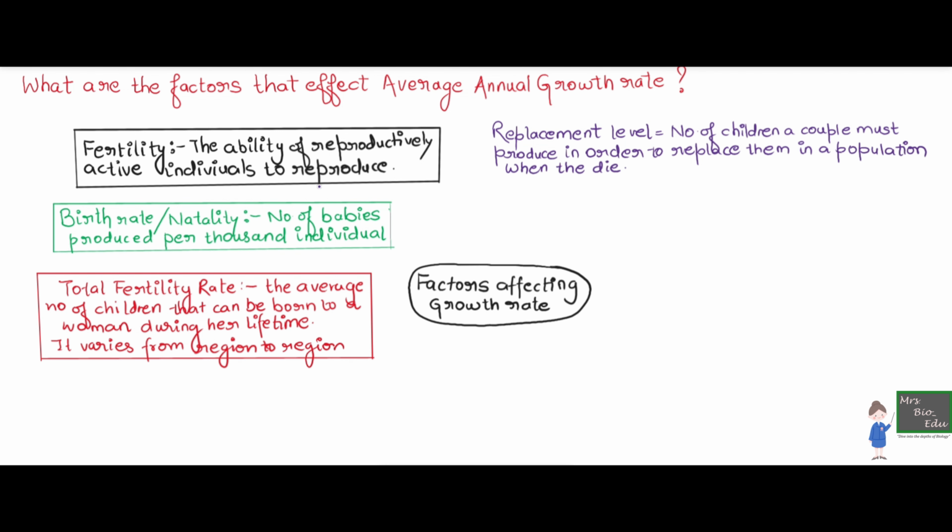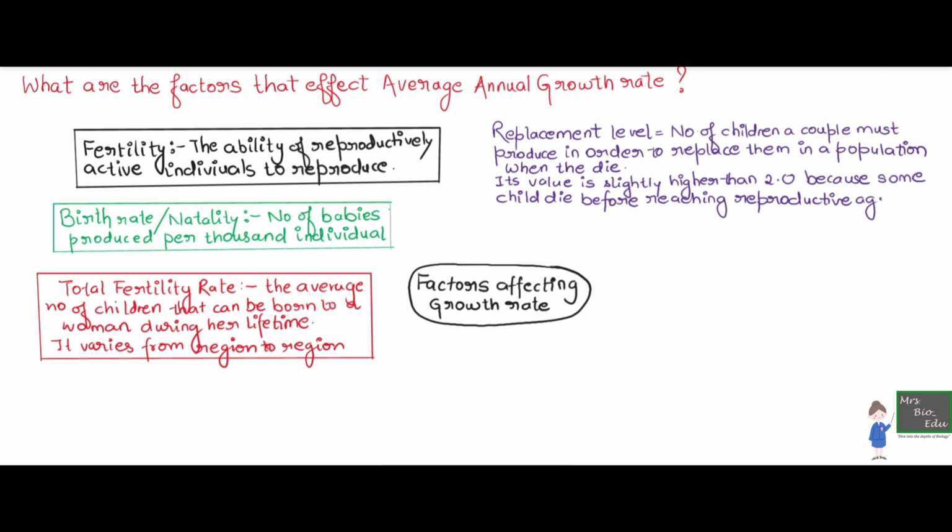Let us understand what is replacement level. It is the number of children a couple must produce in order to replace them in a population when they die. So we think that a couple is made up of 2 people, so obviously they should have 2 children to replace them when they die. Duh, this is so logical, but no, it's not actually.